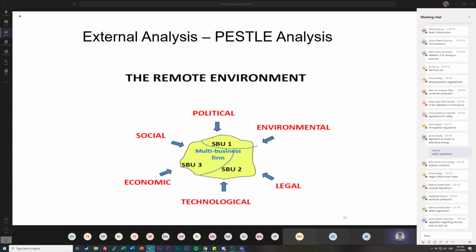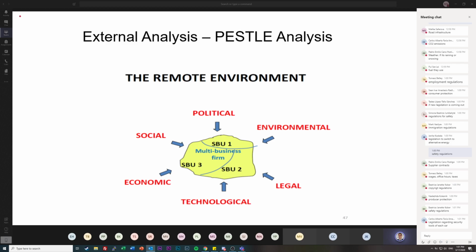Immigration regulations, you mean immigrants like manufacturing workers? Could be. Okay, what else is on the list? New legislation, generally legislation to switch to alternative energy. I think that's a big issue nowadays, whether it's going to be electricity, hydrogen cars or gas cars, something else. Supplier contracts, you mean, okay? For instance, are there some penalties or bans in supplier contracts? That's for sure a legal factor.